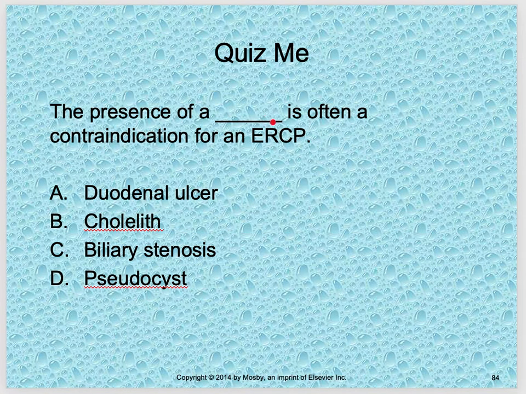The presence of a blank is often a contraindication for an ERCP. So, when what is present are you not going to do an ERCP? A duodenal ulcer, a choledocholith, biliary stenosis, or a pseudocyst. Make sure that you look in the book. Also go back to the PowerPoint slides. And if there's a pseudocyst, that's a contraindication for an ERCP. It will not be done.